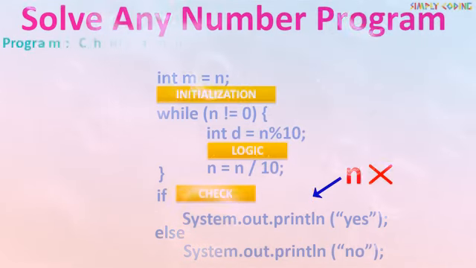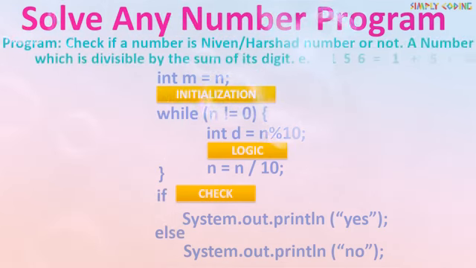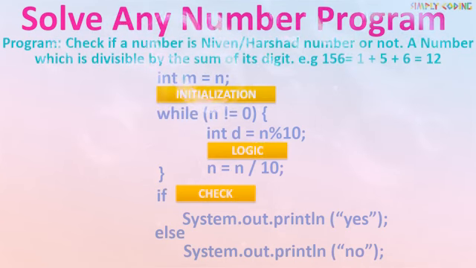Let's see next program, Harshad number or Niven number. It is a number which is divisible by sum of its digits. For example 156, if you sum up the digits, the answer is 12 and 156 is divisible by 12.